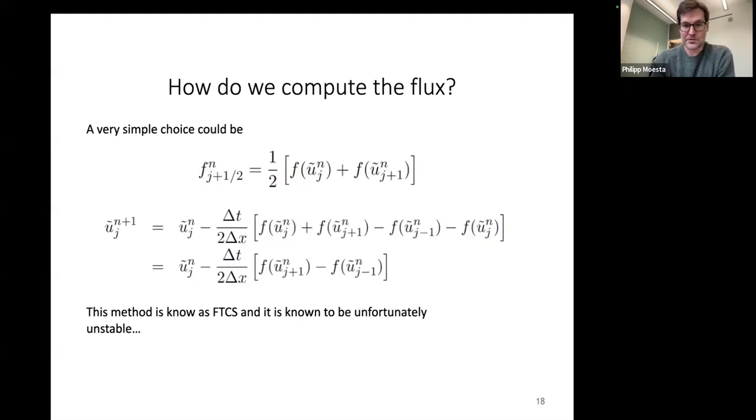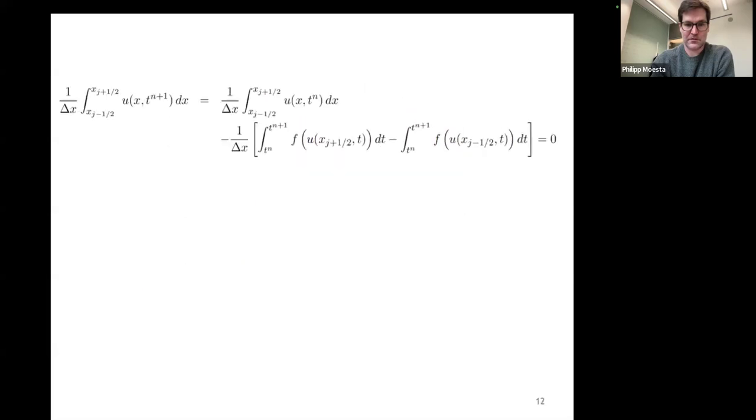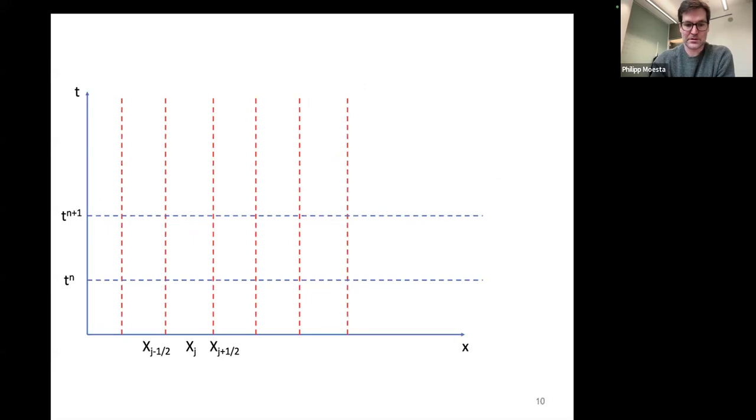So how do we do this? Maybe just to go quickly back: what does F_(j+1/2) and F_(j-1/2) mean? These are the fluxes at the cell interfaces, so these locations x_(j+1/2) and x_(j-1/2) here, just as a reminder.